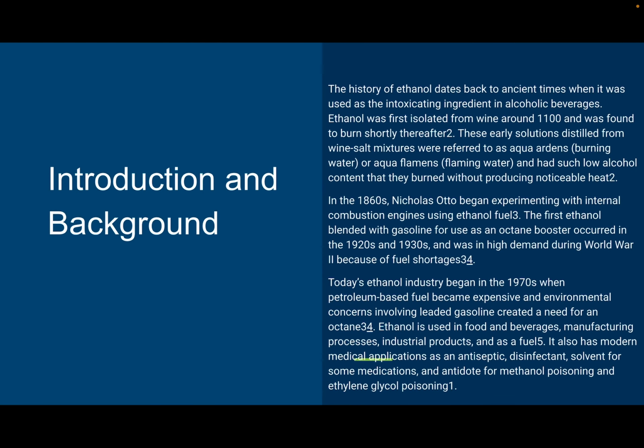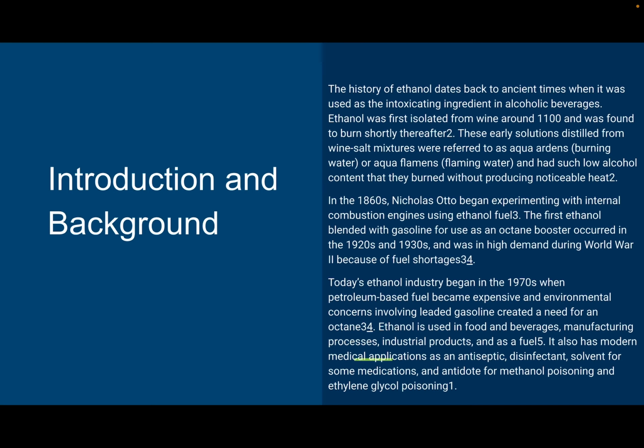The history of ethanol dates back to ancient times when it was used as the intoxicating ingredient in alcoholic beverages. Ethanol was first isolated from wine around 1100 and was found to burn shortly thereafter. These early solutions distilled from wine salt mixtures were referred to as aqua ardens, burning water, or aqua flammans, flaming water, and had such low alcohol content that they burned without producing noticeable heat.